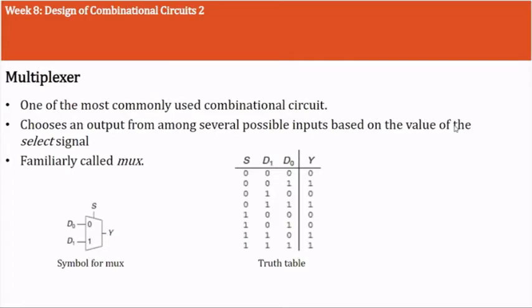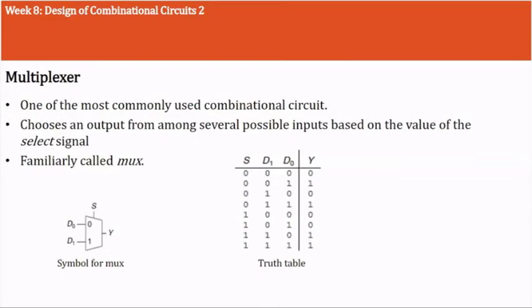So multiplexer. A multiplexer is one of the most commonly used combinational circuits. It chooses an output from among several possible inputs based on the value of the select signal. It is familiarly called MUX. Yung multiplexer natin is MUX, minsan for shortcut na multiplexer. Pag demultiplexer naman, DEMUX naman siya. So yun yung shortcut niya.